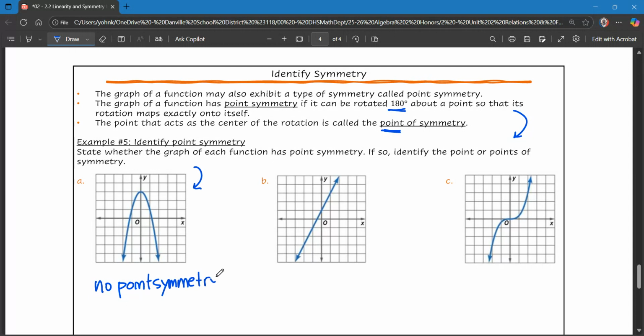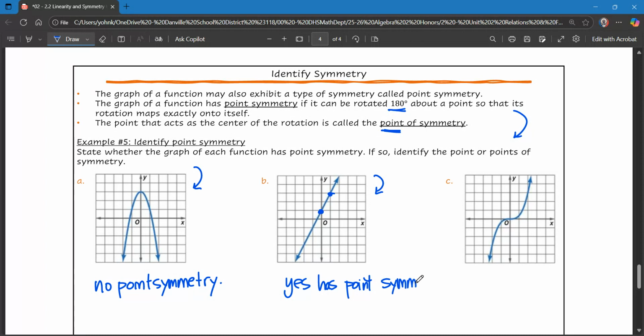If we look at letter B, and you try to imagine a point and rotate the picture 180 degrees to try to get the same picture, well, I can pick this point right here at (1, 3) and rotate my picture 180 degrees and I'll still get this shape. I can also pick the point (0, 1), rotate 180 degrees and I'll still get this upward facing graph. So this one, yes, has point symmetry.